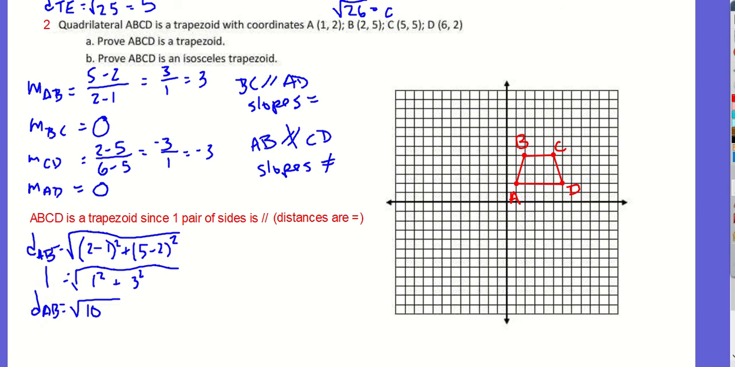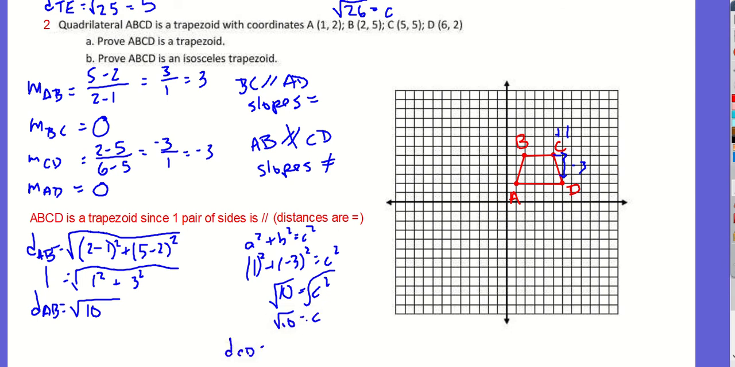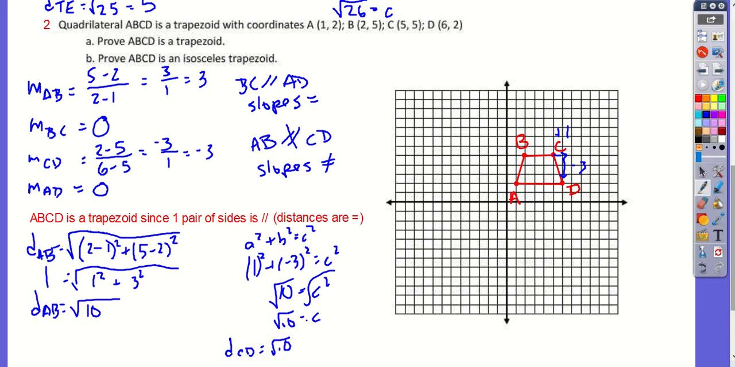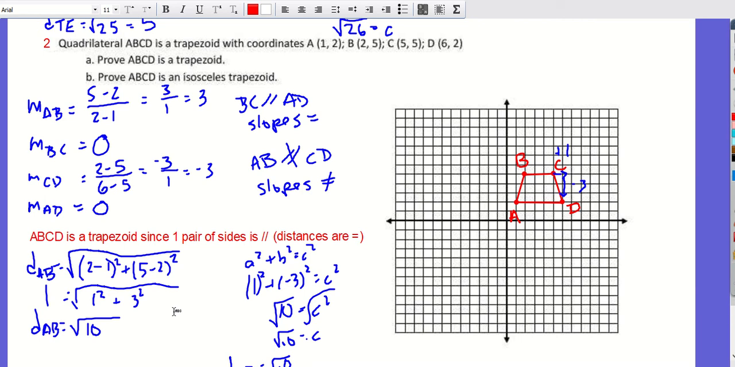We can just leave it as a square root of 10 and so that we get the exact same thing on the other side. And here we can just use the rise and the run if you would like. So this is plus 1, negative 3, and then a squared plus b squared equals c squared. So 1 squared plus negative 3 squared is equal to c squared. It's consistent there. So 10 is c squared, and then square root of 10 is c. So then the distance of CD is also the square root of 10. And then we're just going to make our statement, and we're good to go.